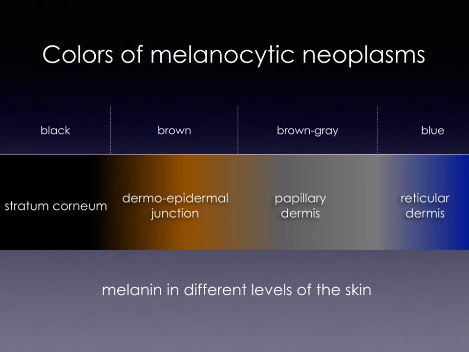If we look at the colors of melanocytic neoplasms, they are mainly due to melanin in different levels of the skin. Melanin in the stratum corneum gives rise to black color, whereas melanin at the dermoepidermal junction will appear brown. Melanin in the papillary dermis will appear as brown or gray color, whereas melanin in the reticular dermis appears blue.